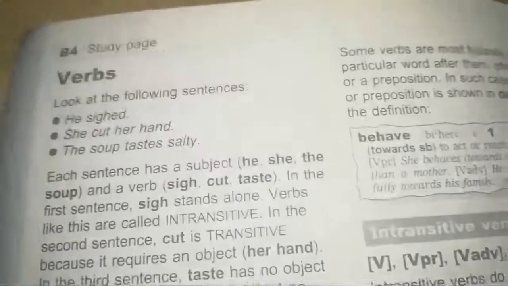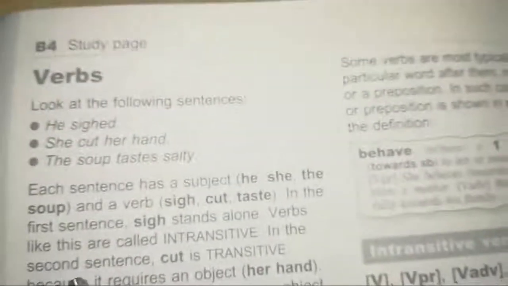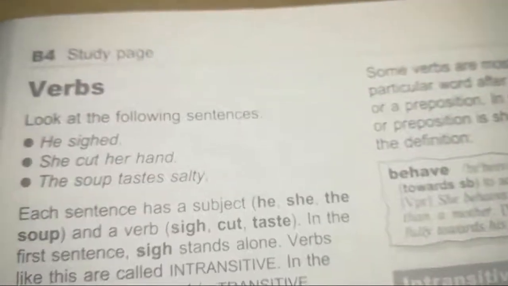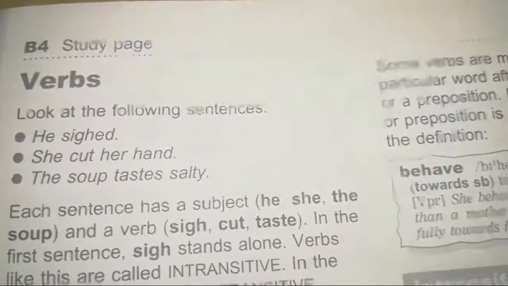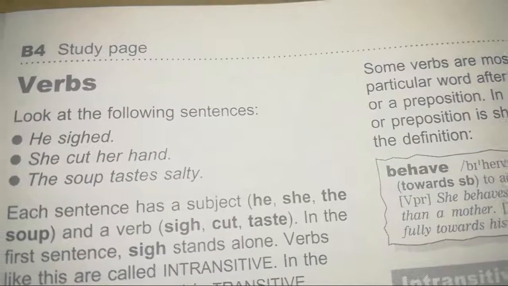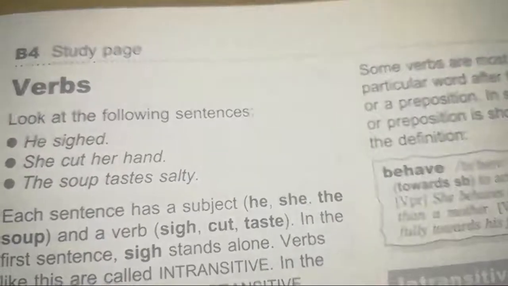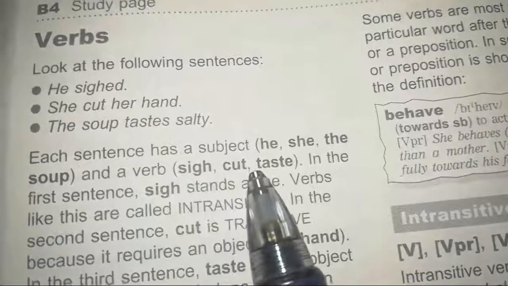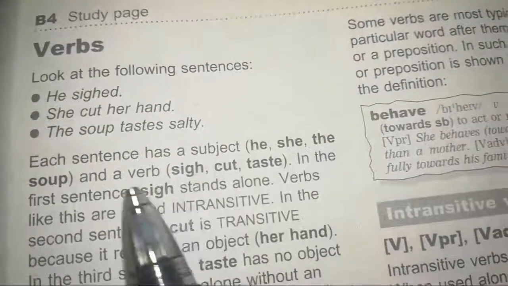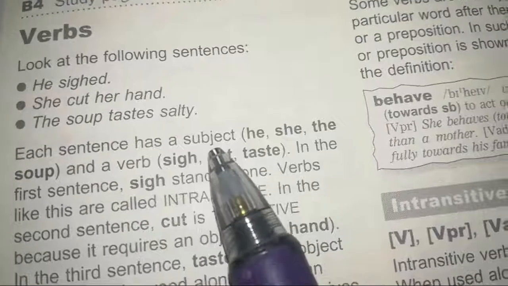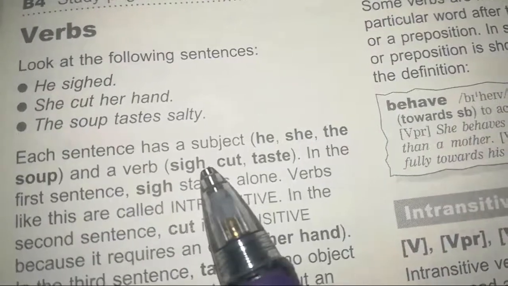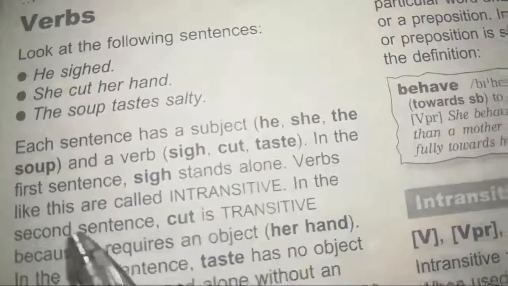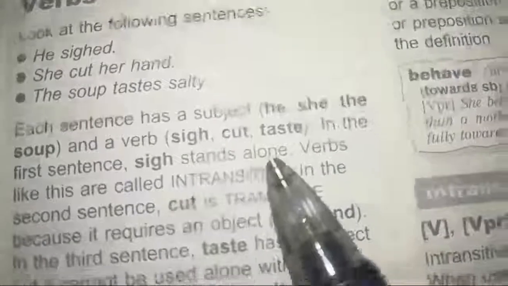Verbs. Look at the following sentences. He said, she cut her hands. The soup tasted salty. Each sentence has a subject, he, she, the soup, and a verb: say, cut, taste. In the first sentence, say stands alone.